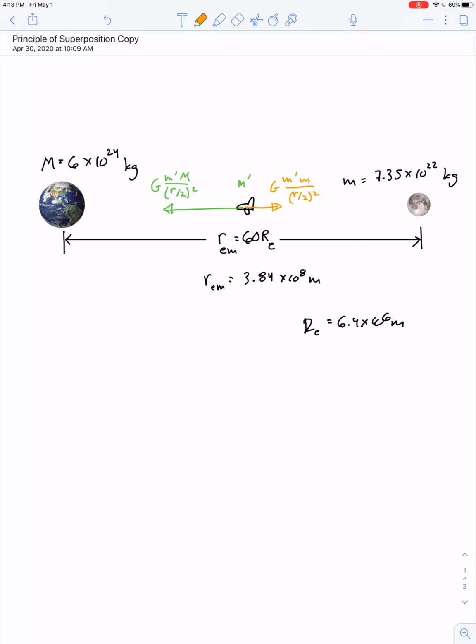So the question is, where would we have to move the spacecraft so that the force vectors are equal and opposite? Well, if we move it closer to the Earth, that's only going to tip the scales even more in favor of the force of gravity from the Earth dominating. So the spacecraft would have to be moved somewhere over here.